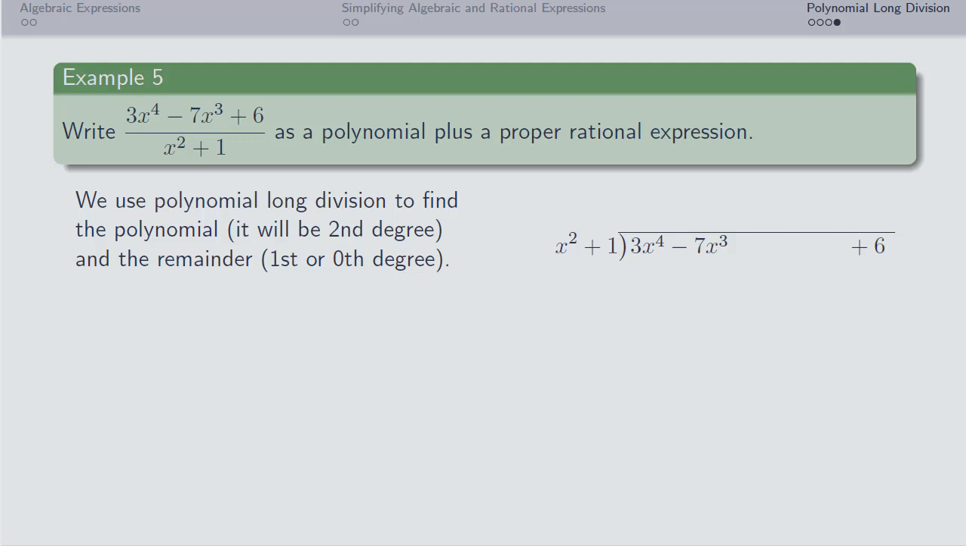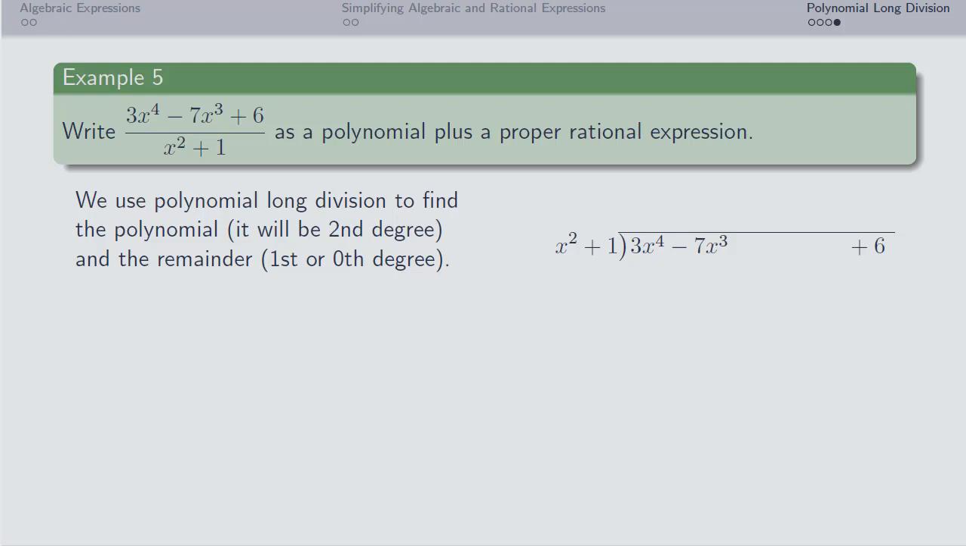I have a fourth-degree polynomial divided by a second-degree polynomial. That means the resulting power is going to be 4 minus 2, 2. And then the remainder always has to have a lower degree than the bottom. So it's got to be lower than 2. That means it could be a first-degree polynomial or a 0th degree polynomial, just a constant.